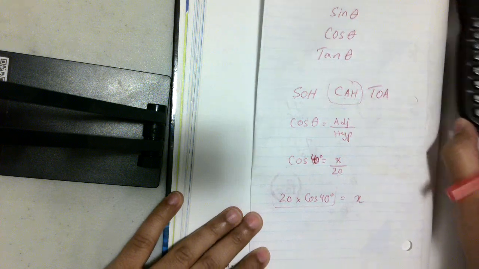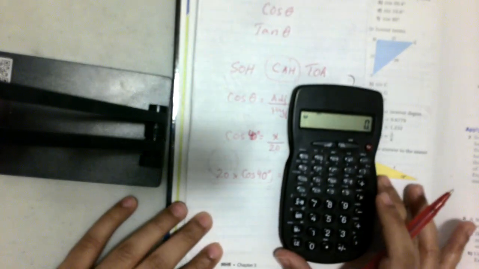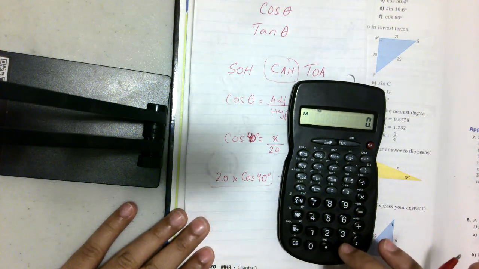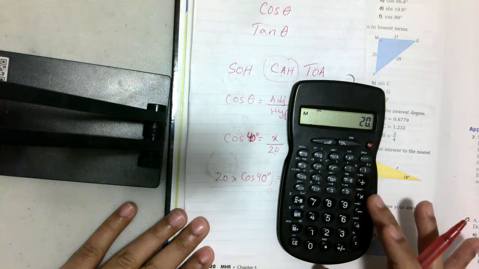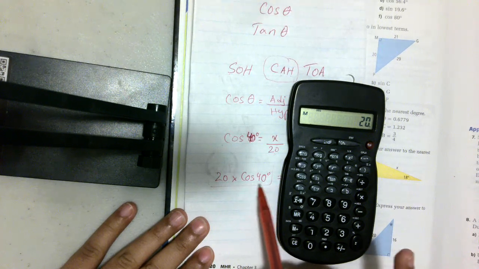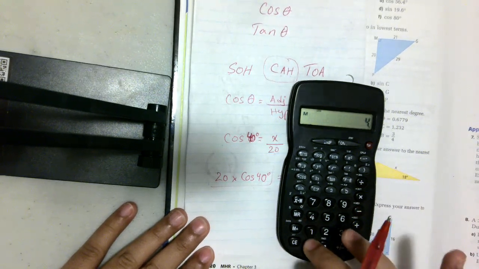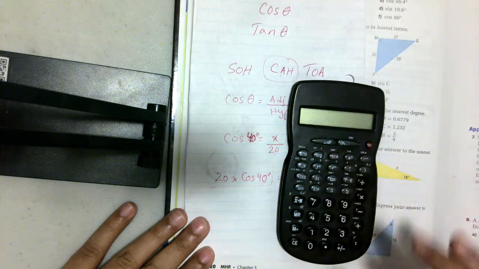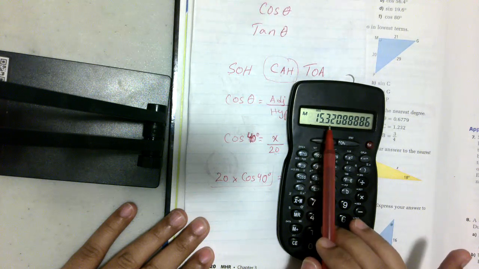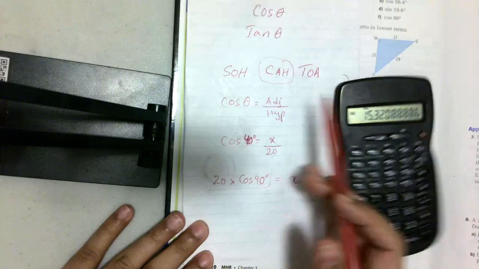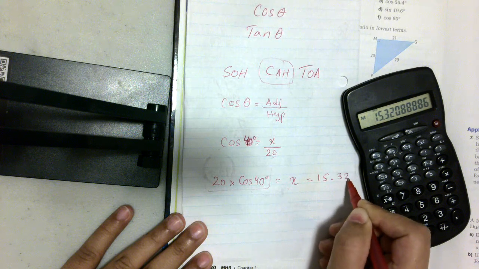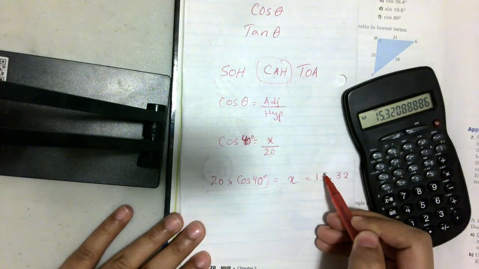Whatever is on this side is equal to our x. So we're going to use our calculator. We can do 20 times cos 40. We put the degree first, before putting the cos, we put the degree first. So we do 20 times cos 40 equals, and that's going to give us 15.32. So x equals 15.32.